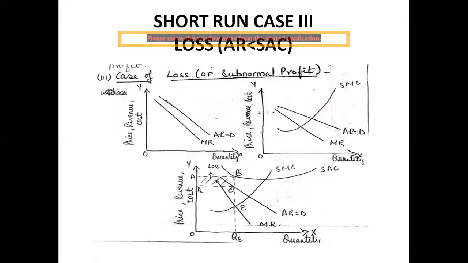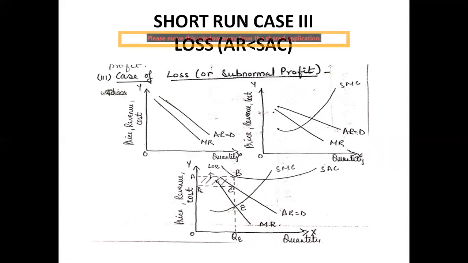Then the case of loss or subnormal profit. Similarly, the first two graphs will be similar. Then we will introduce short run average cost. If short run average cost is greater than the average revenue, the short run average cost is this, the average revenue line is this, and the equilibrium line is this. So in this particular condition, the firm will be earning subnormal profit or loss. So A, P, E, C, B is the loss condition.